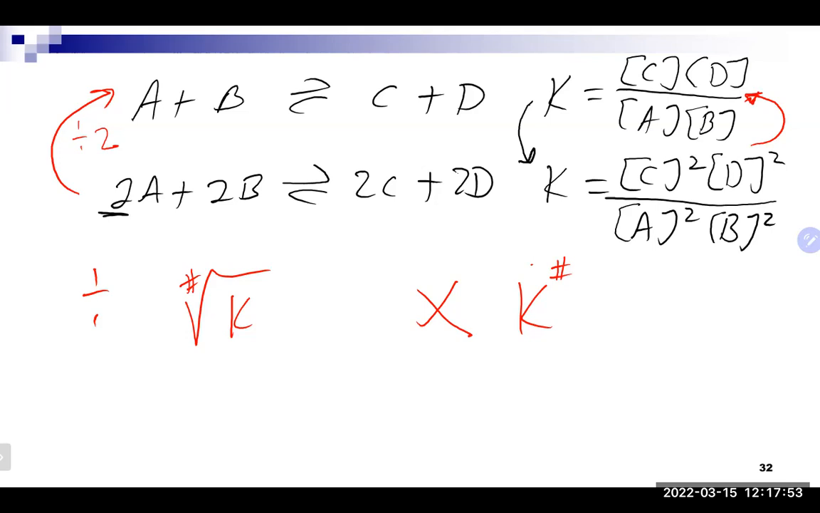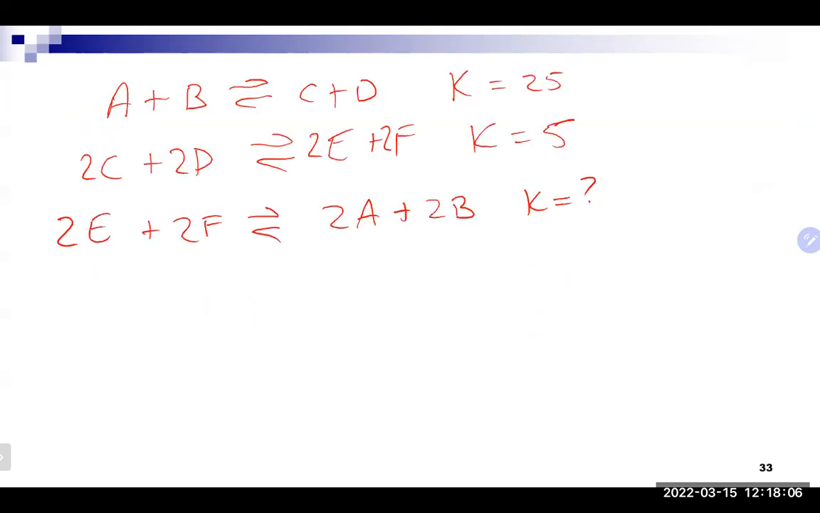The key is to keep track of what you need to do and how the K values change, and then you can get the overall K value when we're all done. Any questions on that? Okay, so why don't we try one? I think that's where we left off.